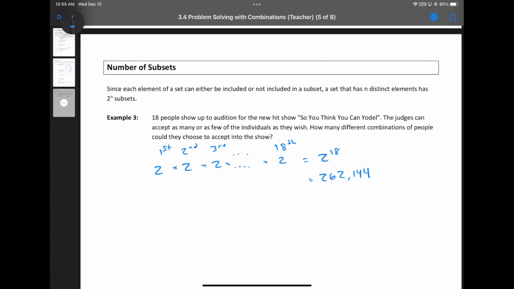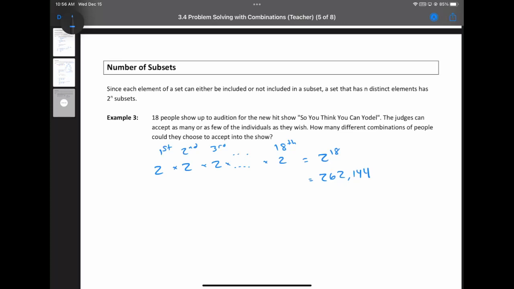And if it's all possibilities, you have to add up 18 choose 0 plus 18 choose 1 plus 18 choose 2 all the way up to 18 choose 18. And we are going to come back a little bit later in the unit and re-explore that idea in another application. But for now, we're going to leave it at that. A set has 2 to the n possible subsets.